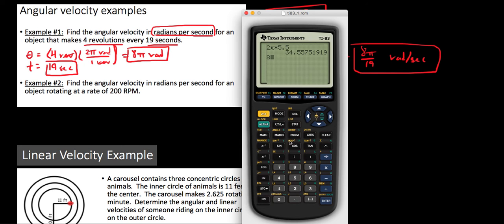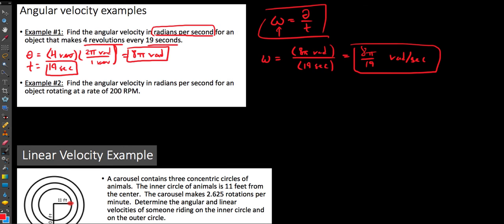We say 8 pi divided by 19. This would be the same as saying we are going about 1.32 radians per second. So 1.32 radians per second. So you can see that when doing these problems, really we're looking at our formula and saying we need theta and time, and just writing those things down and substituting them in, as long as your angle is in radians. So let's take a look at another example of angular velocity here.